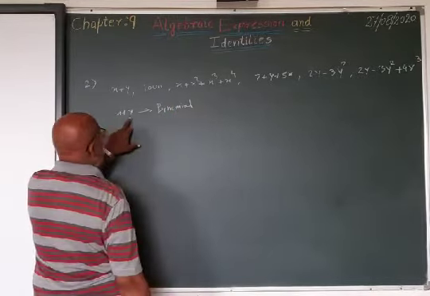Polynomial. Next is 7 plus y plus 5x. 1, 2 and 3 terms again. So trinomial. Or even you can write polynomial. Even this binomial can be written as polynomial.